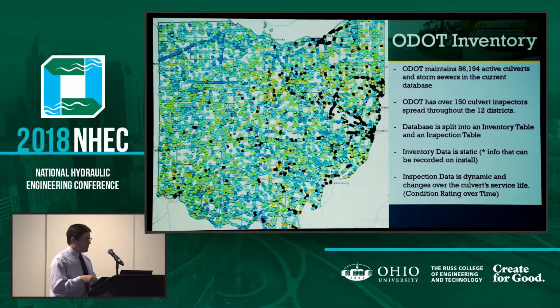Mainly we have two databases describing this information: an inventory table and an inspection table. The inventory table is the static database, the static information about a culvert. Think of when you install a culvert: you get the design span, the length, the material type, the gauge thickness, stuff that doesn't really change. The inspection table is stuff that changes over time, and that's the key thing to providing information for research.